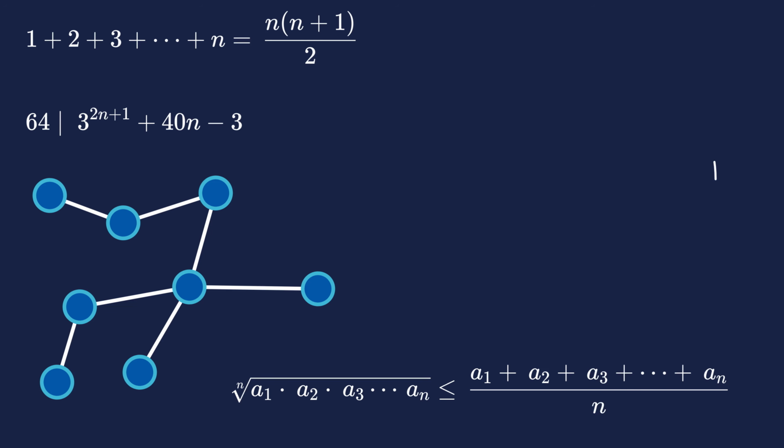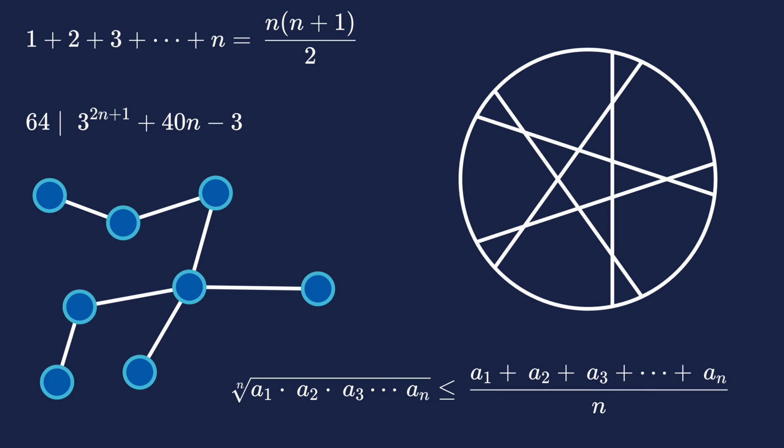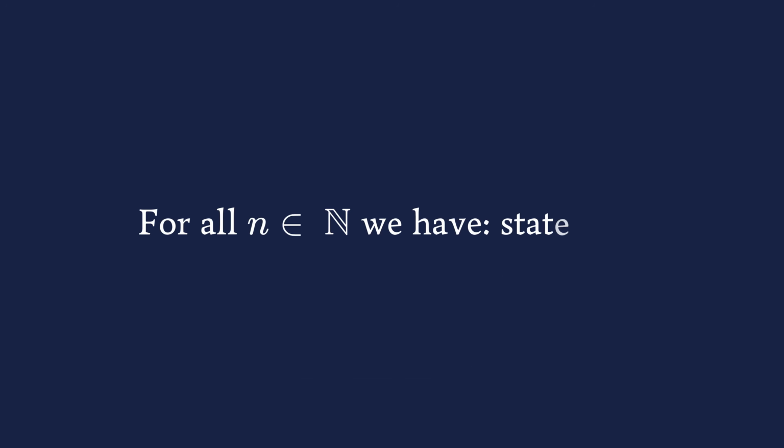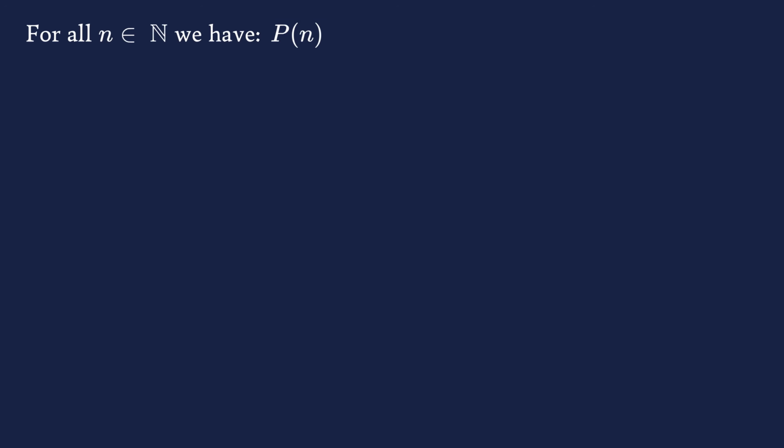Or that if you cut a pancake with n cuts, you can get a maximum of (n squared plus n plus 2) over 2 many pieces. So many results in mathematics are of this particular form: for all natural numbers n, we have a statement. It is common to write the statement as P of n when talking about the general structure of proofs by induction. P here stands for proposition, which is basically just a different word for statement. And of n means that the proposition depends on the number n. And as you have seen, the statement can vary quite a bit in its form and complexity.